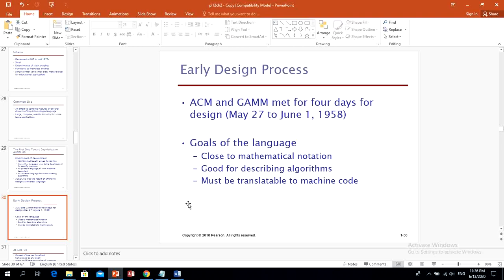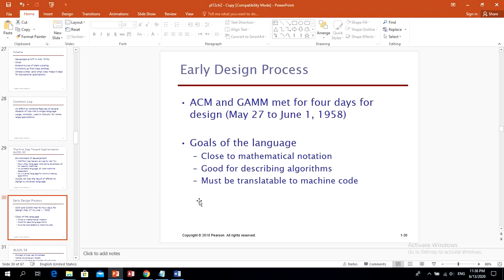They agreed on the goal of this language: it should be close to mathematical notation, so it is more mathematically oriented. They also decided to make it good for describing algorithms, and it must be translatable to machine code. These are the three main goals of designing ALGOL 60.